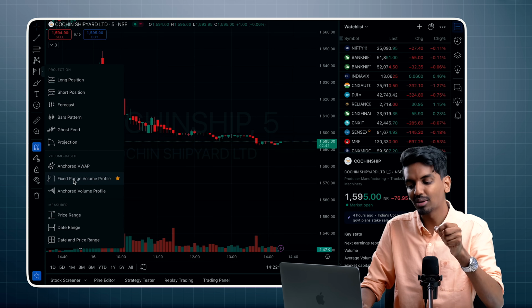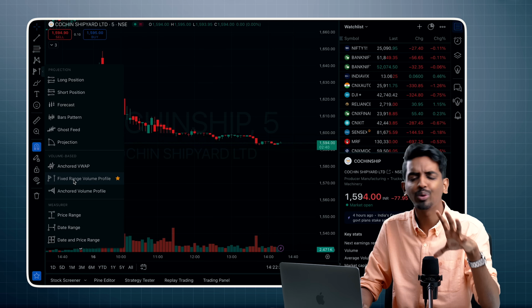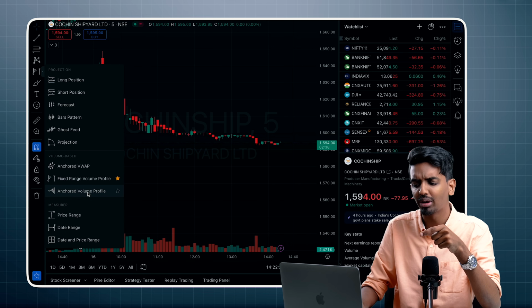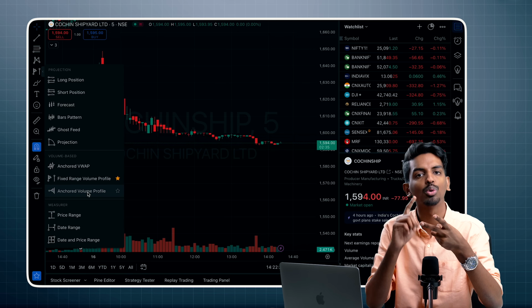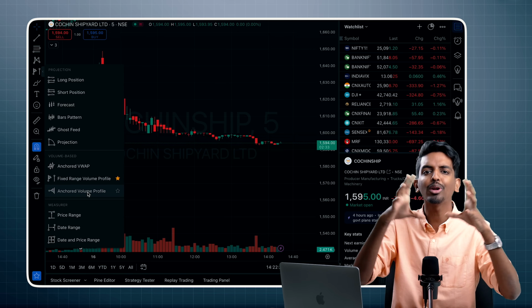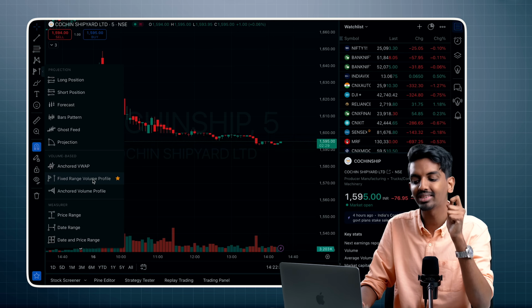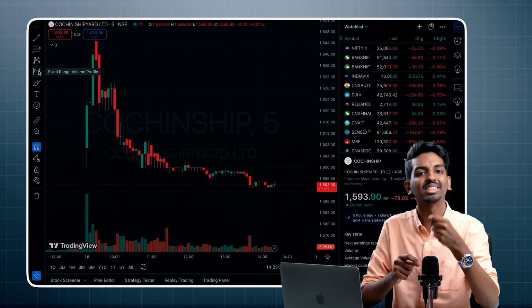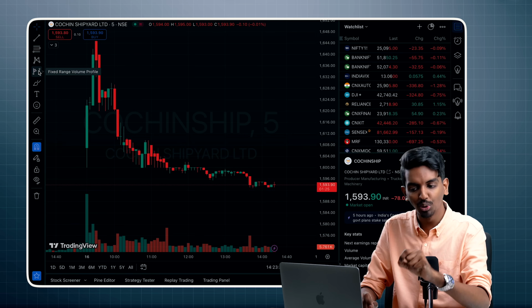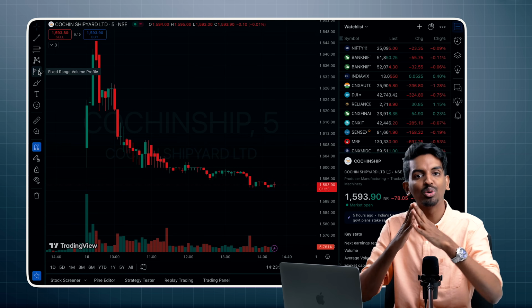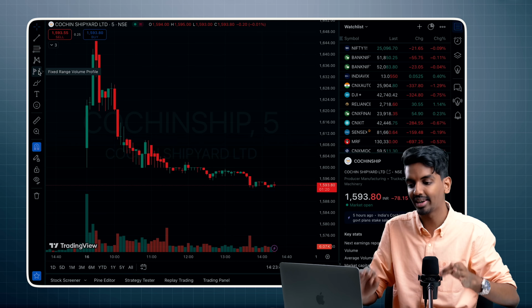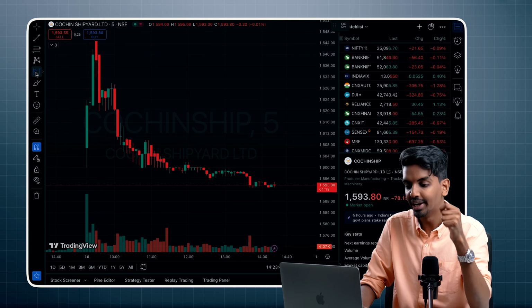Now my favorite is a fixed range volume profile. That is the only tool that you need. You have anchored volume profile, inside indicators you also have session volume profile, but all of this can be simulated just by using this one tool which is called fixed range volume profile. As I said earlier, this tool is to be used for understanding volume between two different ranges or two fixed ranges, and that's what we are going to do here.